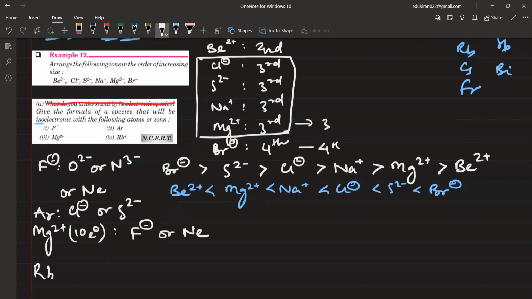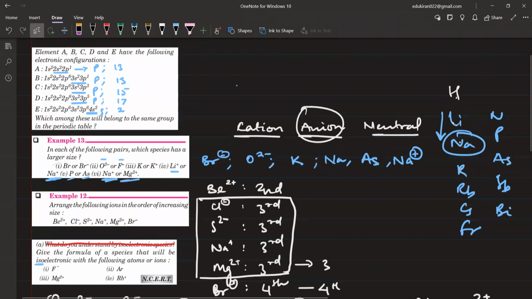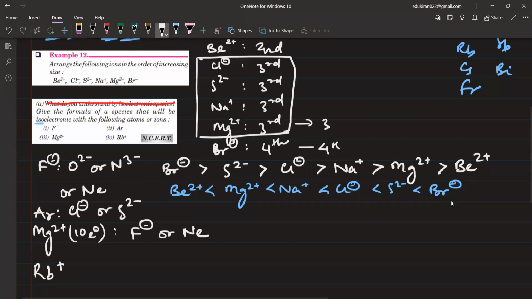Then we have rubidium positive. So rubidium is in which period? Tell me. Rubidium will be in which period? 5th period, yes or no? 1, 2, 3, 4, 5. 5th period, and the 4th noble gas is krypton. So this will be isoelectronic to krypton. Okay, so NCERT expects that you know at least the s block and the p block and the first 3 transition series.